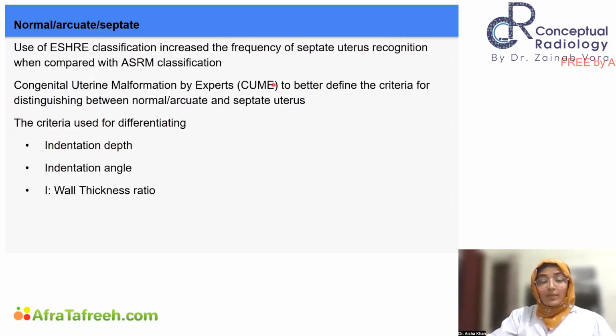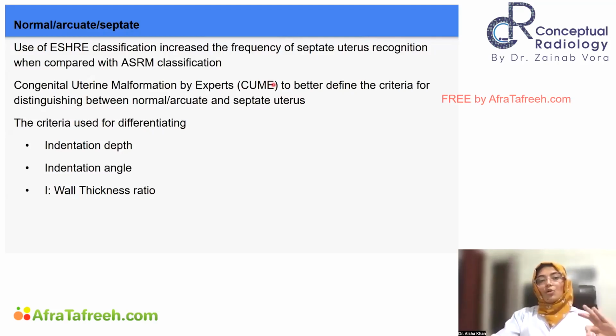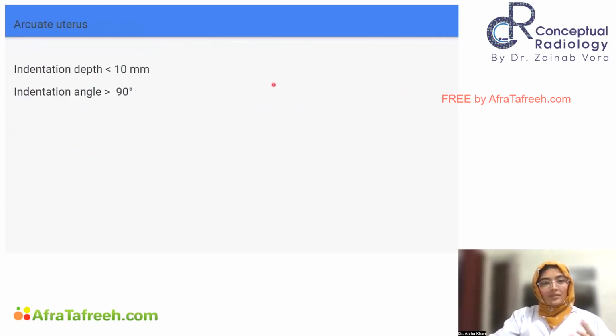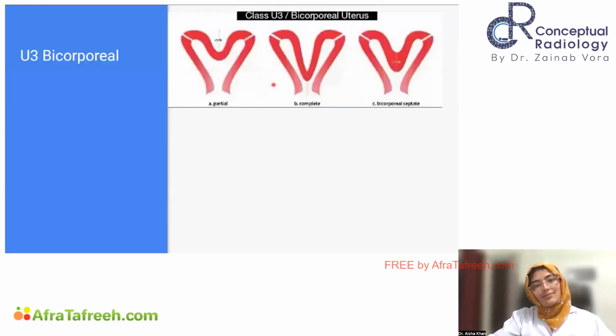Okay. Because we are discussing septate, there are so many things which we confuse it with, that is normal and arcuate. We will keep coming to this in the later slides as well. But just to keep in mind, septate can be confused with normal and with arcuate. This is arcuate. We have already discussed what is arcuate. Type 1C of ESHRE is arcuate uterus.